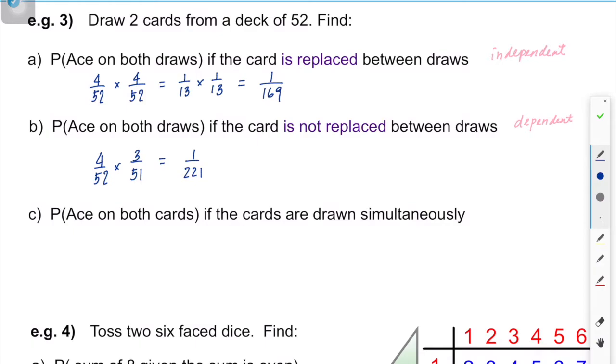Now, in part C, what if I draw the cards together simultaneously? Think about the two cards you're now holding, card A, card B, but order doesn't matter. If card A is an ace, does it affect the fact that card B was picked from a slightly different deck without card A? Right? So once again, this is also an example of dependent events, which will have the exact same probability as part B.